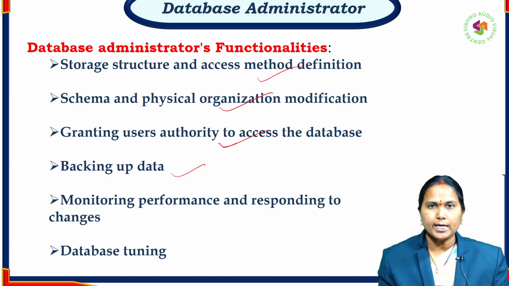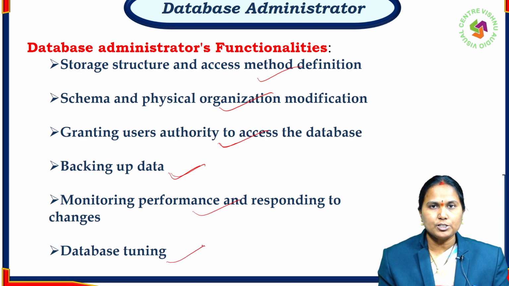Coming to the next one, backing up data. Whatever data we are working with in the system, the entire data can be stored in the backend storage. Suppose any situation happens, such as bad damage to the network, we can recover data. If any system crash occurs, we can still recover data by using backup systems, which is also controlled by the database administrator. Coming to the next one, monitoring performance. The server performance is monitored every time by the database administrator.